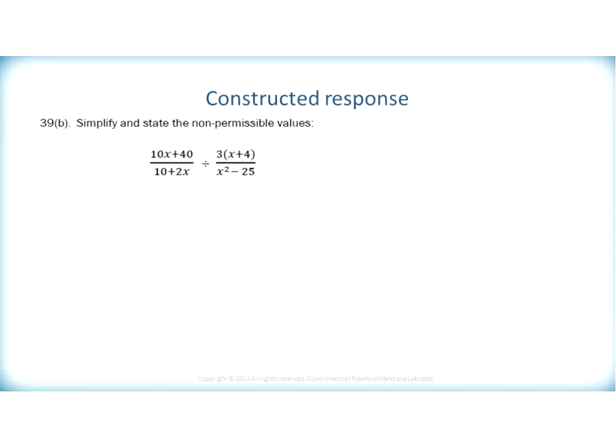Here we have to simplify and state the non-permissible values. And so let's factor each expression first. So we have 10 outside of x plus 4 over 2 outside of 5 plus x, divided by 3 outside of x plus 4 over x plus 5, x subtract 5. Now, so far in the denominator, this will be an NPV, and this will be included in the NPVs.